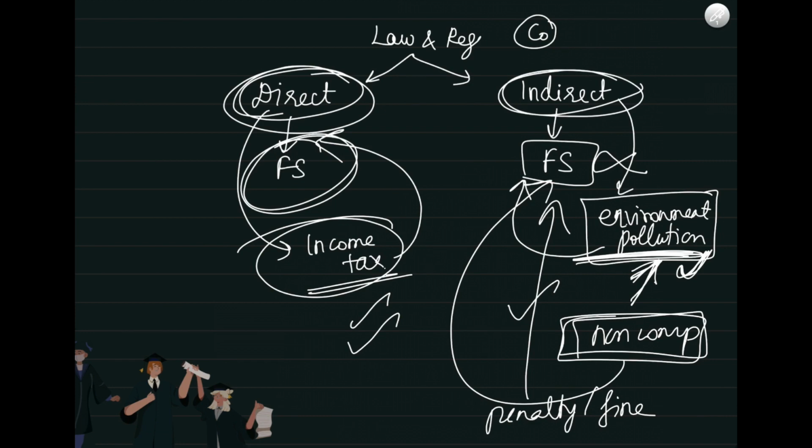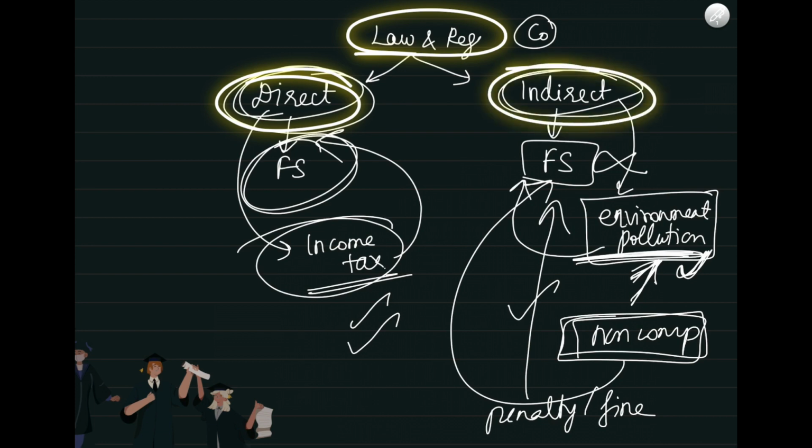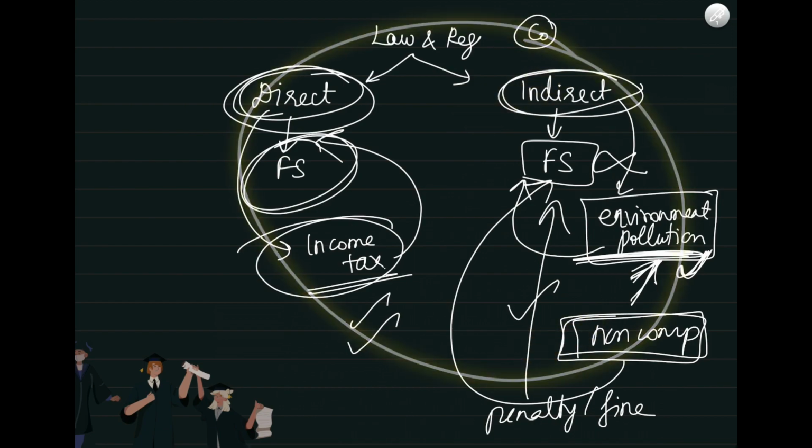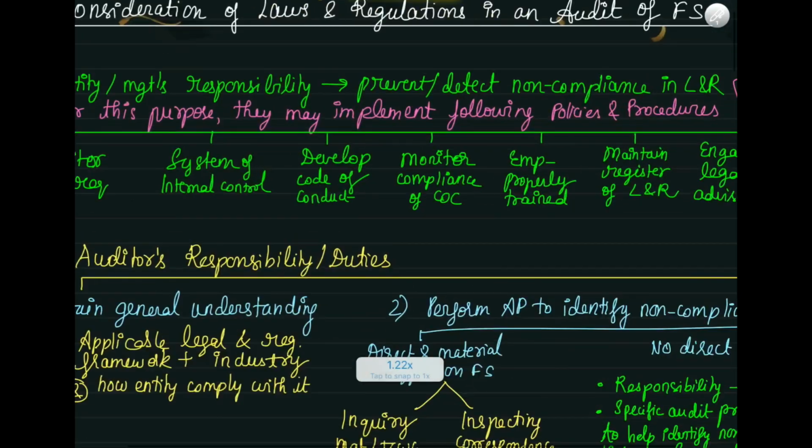So yes, let me summarize it quickly. There are two laws and regulations. One is direct, one is indirect. The direct one will have a direct effect on your financial statements, whereas indirect laws will only have an effect on financial statements when there is a non-compliance. Yes, so the auditor will be concerned with the direct laws and regulations plus indirect laws and regulations where there is a non-compliance. I hope I was able to give you a brief idea on what SA-250 speaks about. Now let's get into the standards.